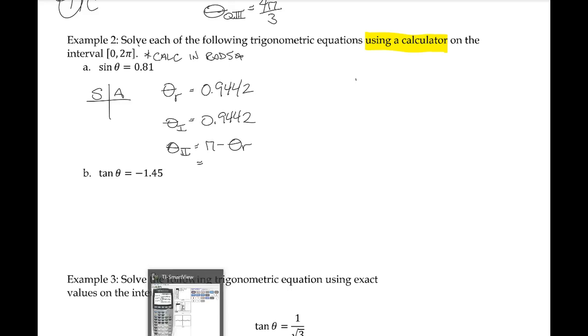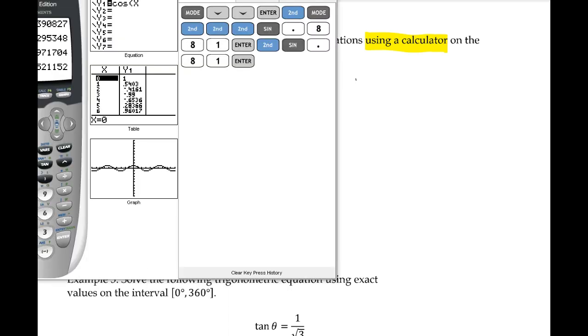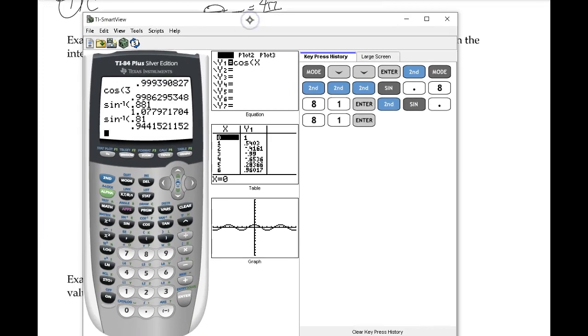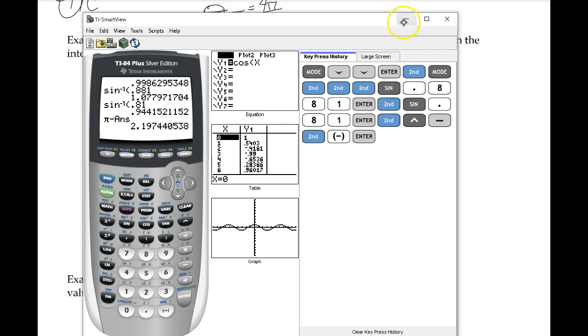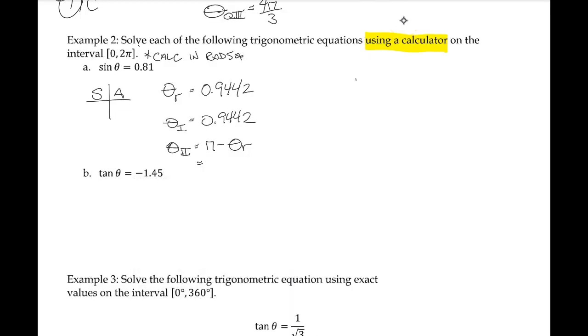I'm going to do that on my calculator if it decides to work for me. Drag it over here so you can see. I'm going to go pi, subtract, and what I like about this calculator is that it lets me actually just type in the answer from the previous line, and so then I get 2.1974. So both of those are solutions, so I would box them both.